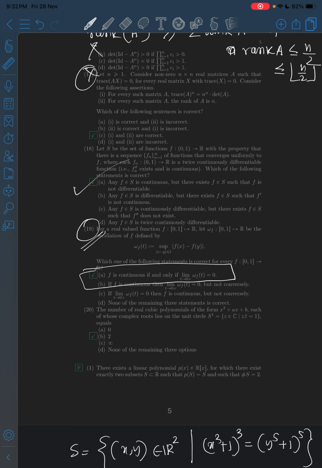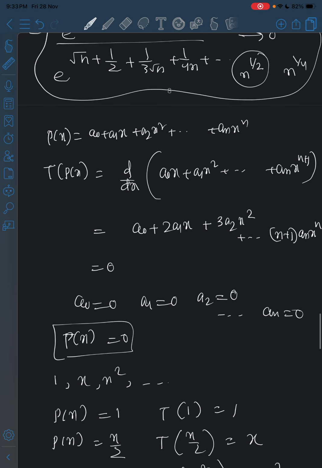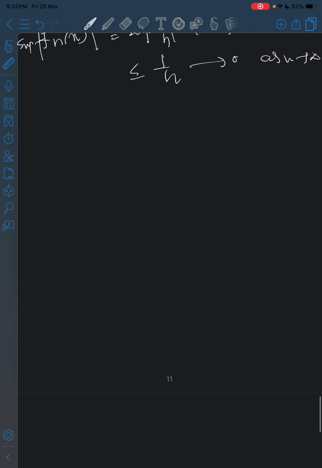First, this is a real cubic polynomial, so there must be at least one real root, right? And that root must be on the unit circle. So that means that root is either 1 or minus 1, because it is on the unit circle, so its modulus is 1. And the other roots can be z and z bar, obviously. So one real root is there and the other roots must be z and z bar.